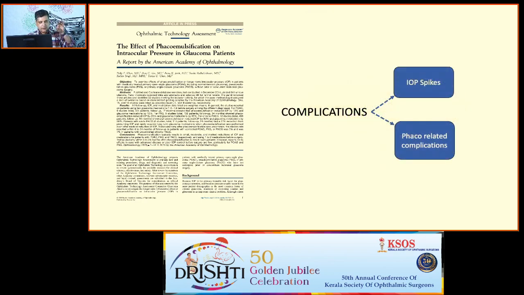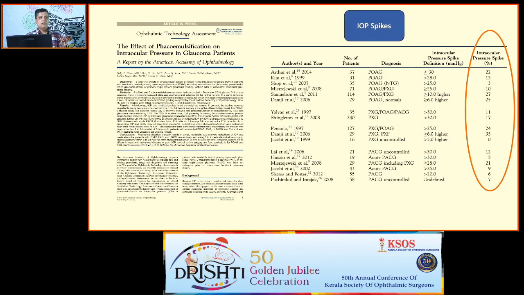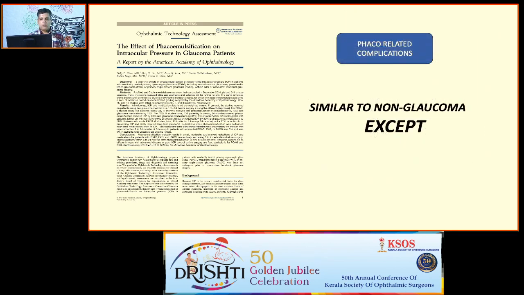And the complications of phaco alone in a glaucoma patient versus a non-glaucoma patient. They primarily looked at two things. One is IOP spikes and the other is phaco related complications. So IOP spikes were higher than average when you are operating phaco on a glaucoma patient. It's on an average around 20% in most cases in the early phase. It's higher than average, but with improvements in modern phaco technology, the phaco related complications were very similar.